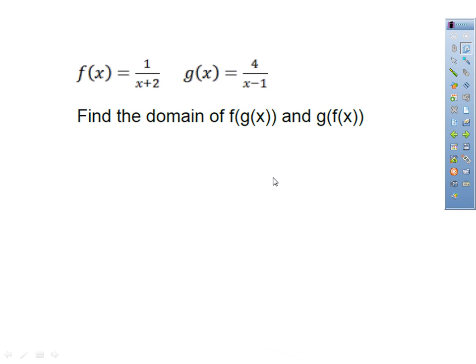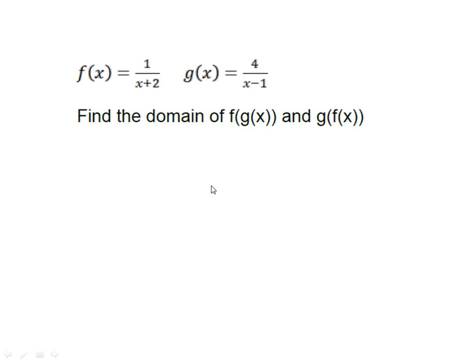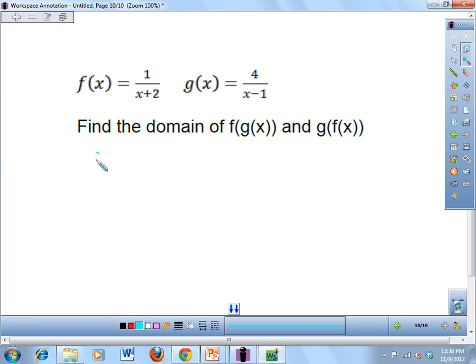If I wanted to find the domain of g of f of x, that means f is the inside function. So right off the bat, what could x not be? x cannot be negative 2. And then what value, if I plug it in here, will make this undefined? 1. So f of x cannot be 1.